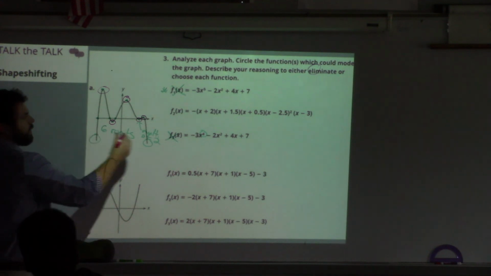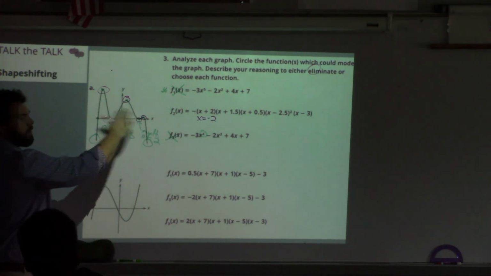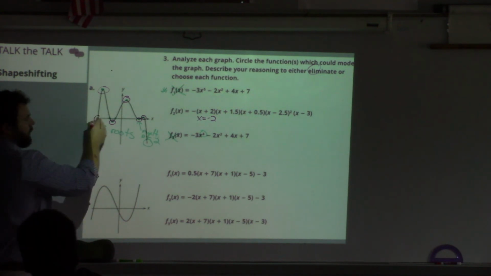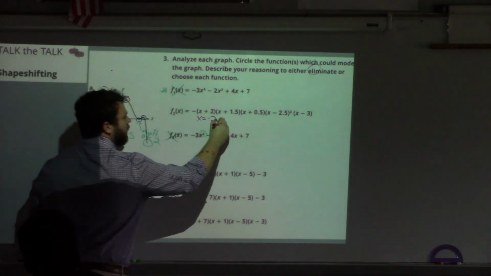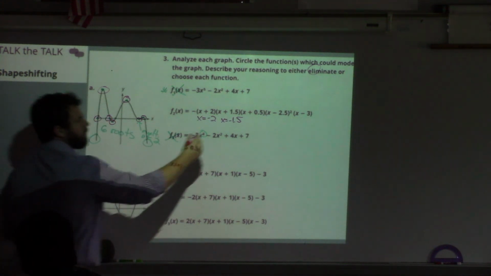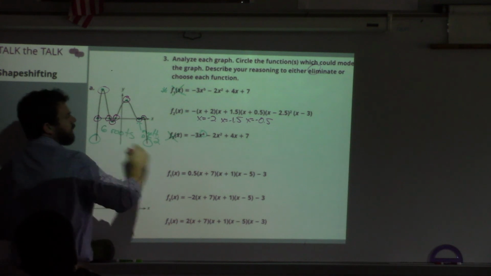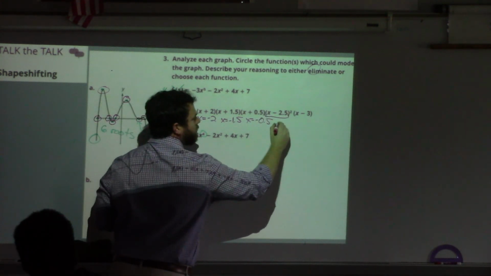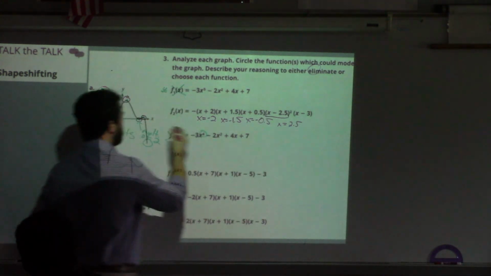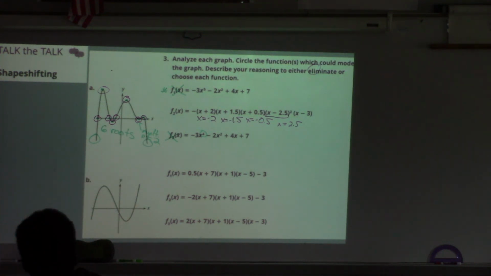Also notice, is x equals negative 2 a possible root on this graph? Maybe that one? This would be the root x equals negative 1.5. x equals negative 0.5. Here's a double root of x equals 2.5. See how all those roots match up? So that's something to consider. Okay.